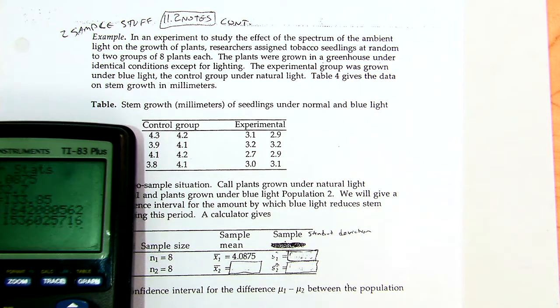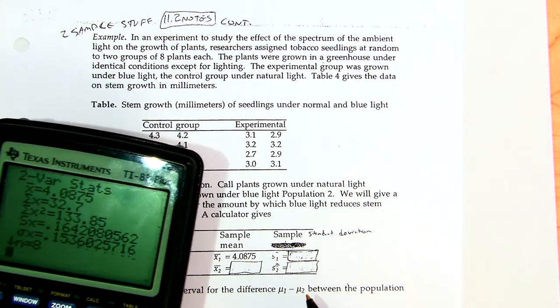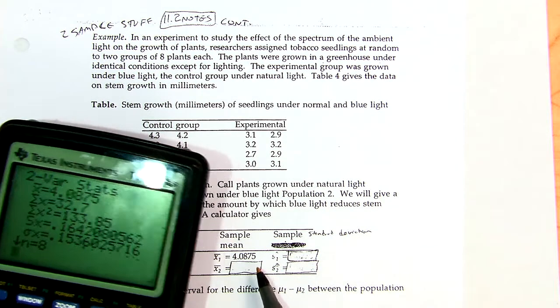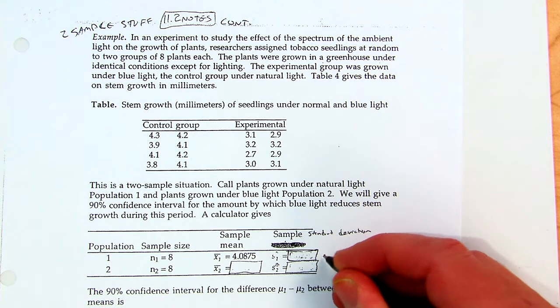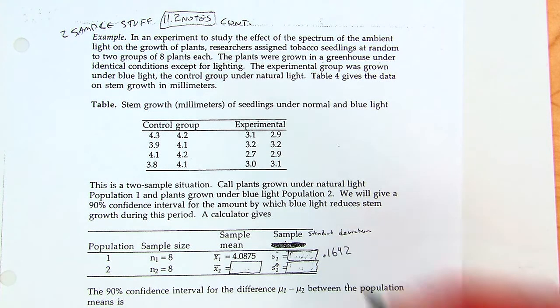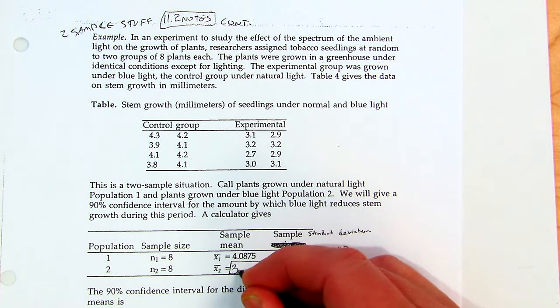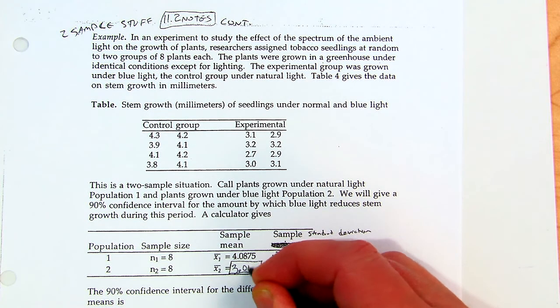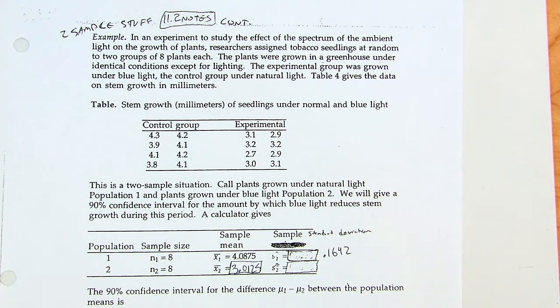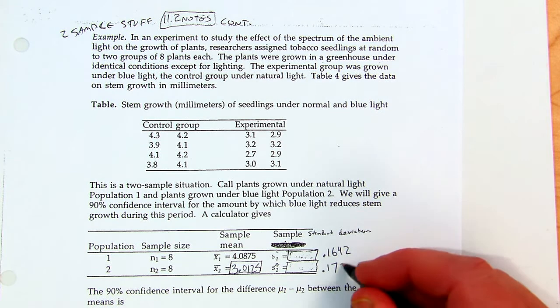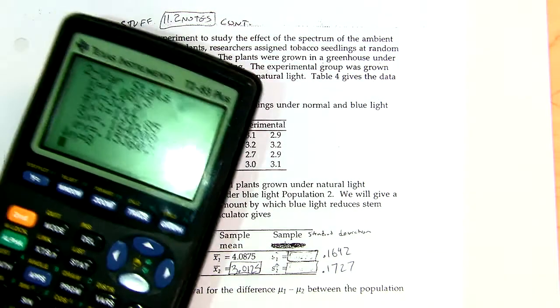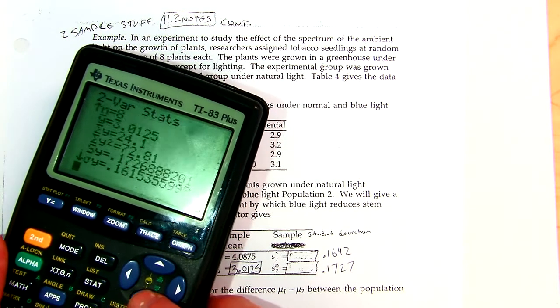and got an X bar of 4.875, a standard deviation of 0.1642. My second X bar was 3.0125, and my second standard deviation is 0.1727. Make sure you can push the buttons on this, and you've got to scroll down to see those numbers.